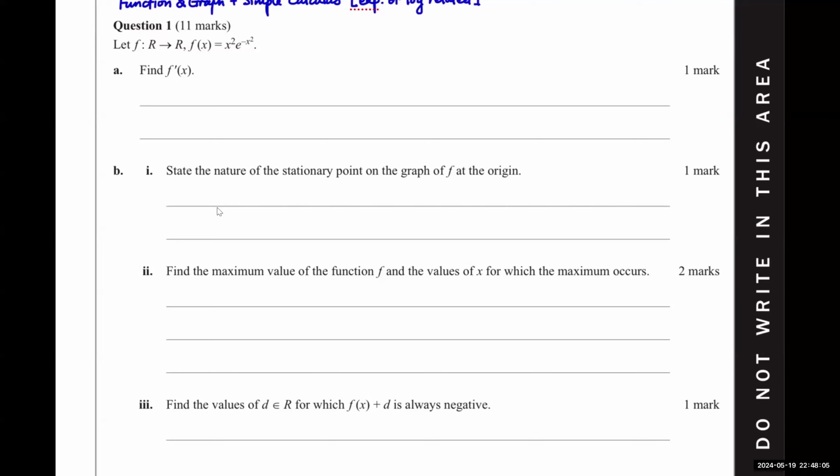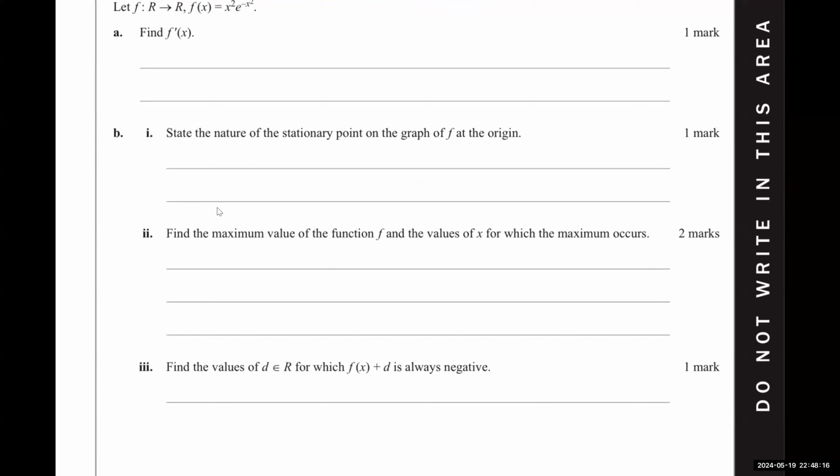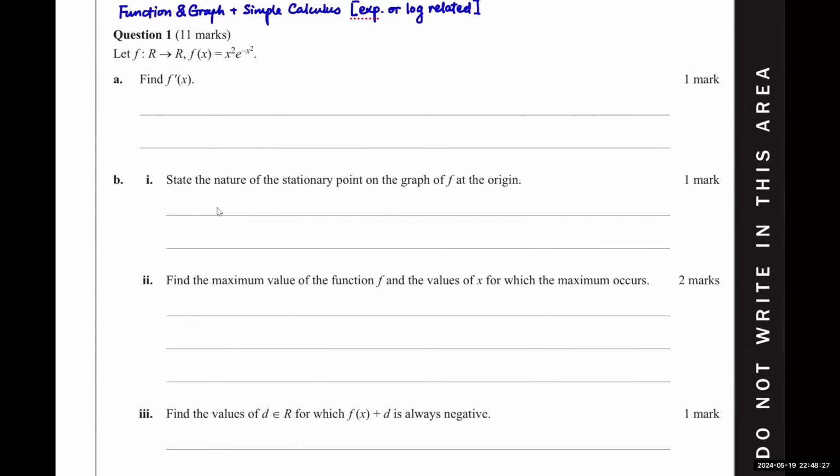They are talking about the derivative, the stationary point at the origin, the maximum value possible, and the values of x for the maximum to occur. And also, we would like to shift this graph, let's say shift this graph by d units up or down such that it's always negative, or below the x-axis. So actually, we need to use the CAS calculator consistently. So let's come back and look at the possible calculator approach.